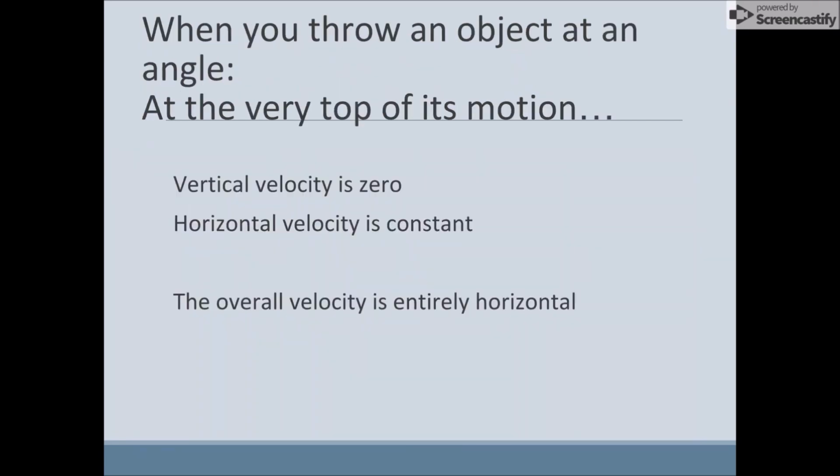Now, if we throw an object at an angle, at the very top of its motion, its vertical velocity will be 0, because this is where it stops going up and turns around and begins to come back down. However, this does not affect its horizontal velocity, which is constant. And then at that moment, the overall velocity is entirely horizontal. This mirrors what would happen if we were to throw something horizontally off of a high cliff, whereas its initial vertical velocity would be 0 and its horizontal velocity would be constant.